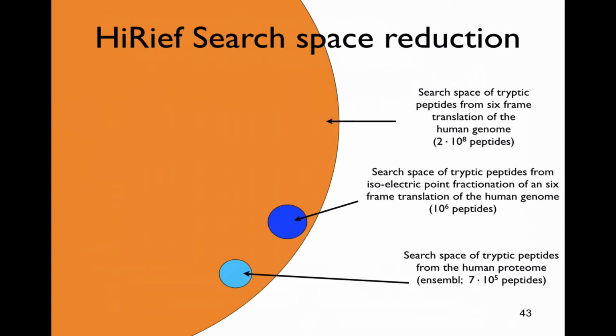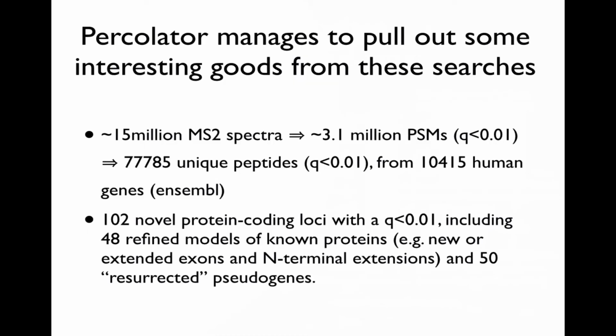And actually we made this work pretty well in our hands, and we did this for a large collection of spectra. We used 50 million MS2 spectra, which resulted in a set of 3 million PSMs, and which correspond to 77,000 different unique peptides from a total of 10,000 different human genes.